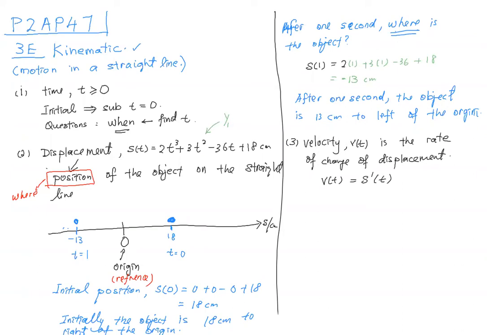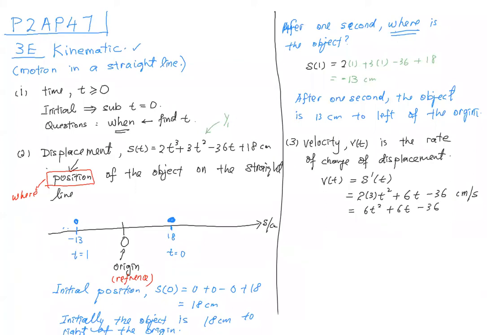Now can we get the S'(t) from here? So we have 2 times 3, bring down the power, take away 1. Plus, bring down the power, take away 1, 60t. Take away 36. You differentiate 18, you get 0. So it will be cm per second. So this will be your velocity function: 6t squared plus 6t minus 36.